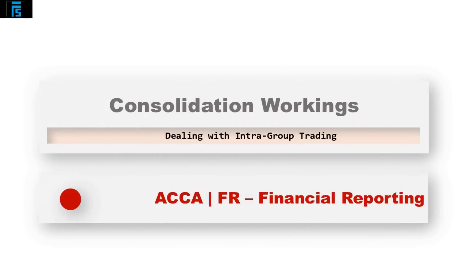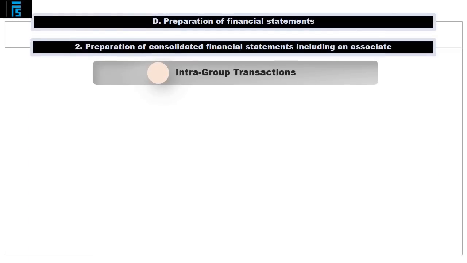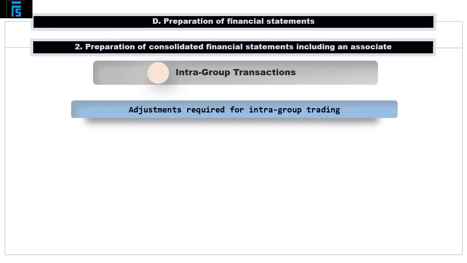In the fourth module of the course section dealing with consolidation workings, we will be shifting our attention to the treatment of intra-group transactions and the need to adjust and eliminate their effects from consolidated financial statements. Presenting information about the economic activities of the group as a single economic unit in consolidated financial statements requires adjustments for intra-group transactions to the amounts reported in the individual financial statements of the parent company and its subsidiaries.